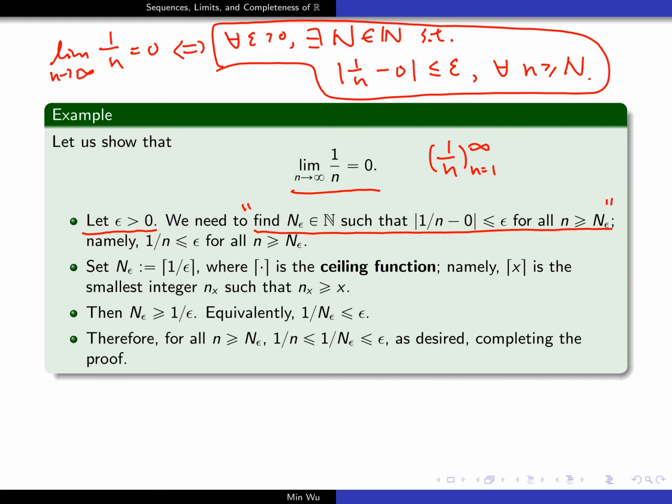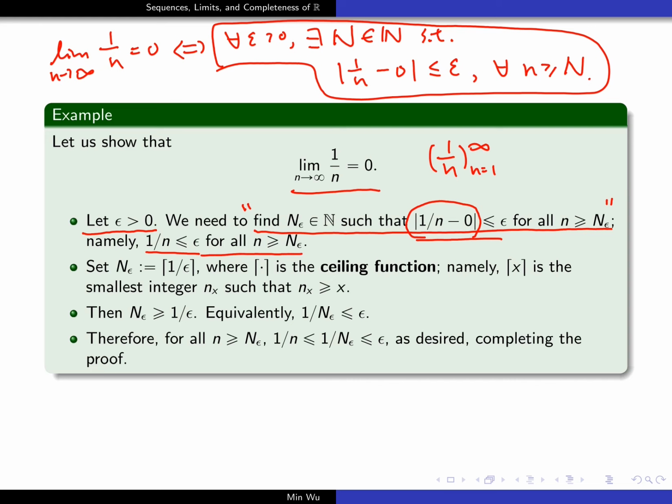And actually you can notice that the absolute value of 1 over n minus 0 is the same as 1 over n, because 1 over n is positive and 0 is 0. 1 over n minus 0 is 1 over n. The absolute value is 1 over n. So we can simplify this term as 1 over n less than or equal to epsilon. So actually this is our goal. We have to find an N epsilon such that this is satisfied.